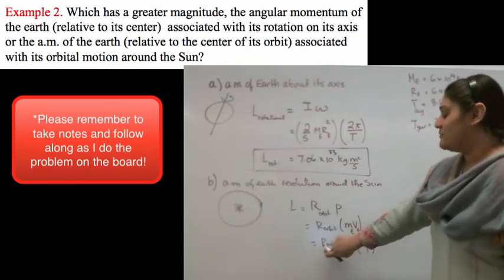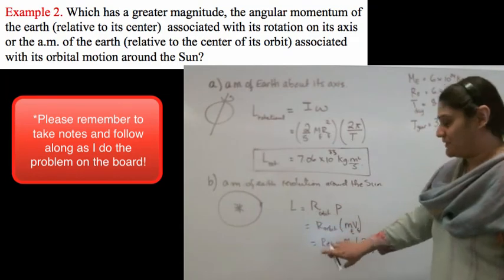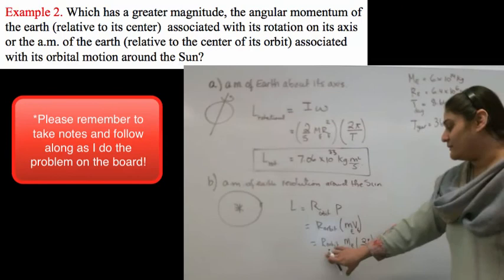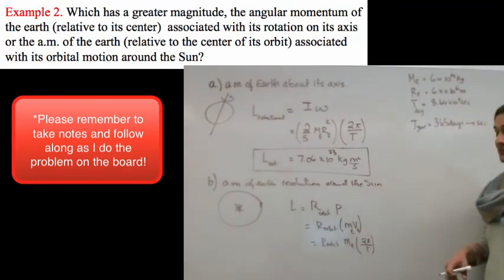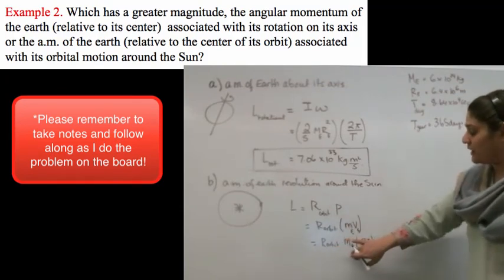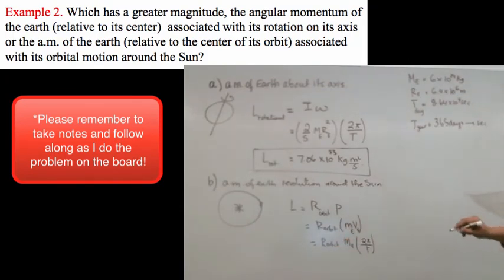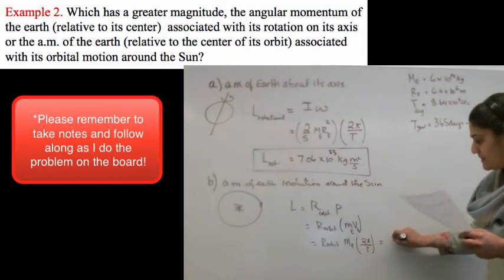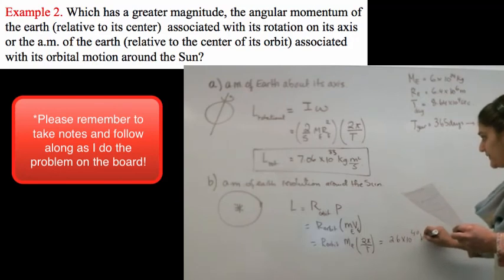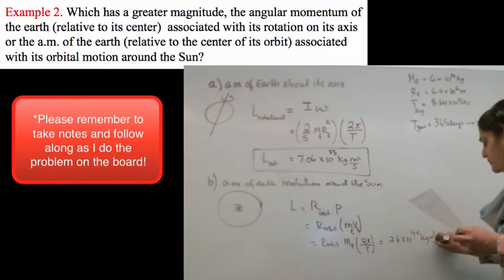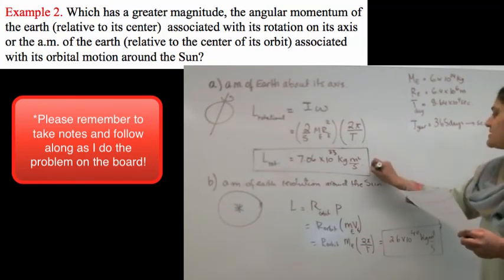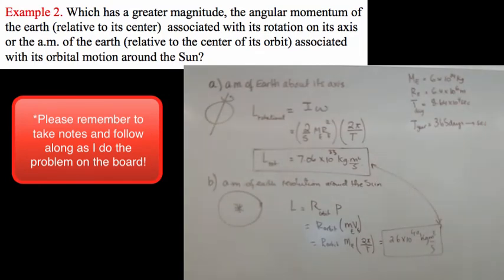We can plug in the radius of the orbit of the Earth, mass, 2 pi over t. Yes, we realized that the radius of the orbit was going to change because it's elliptical. And understanding that we know that, but we can take an average of all of these numbers and plug them in. When I plug them in, I get it to be 2.6 times 10 to the 40 kilograms meter squared per second. Okay? So compare this to this, and you get your answer. Which one is going to be greater?